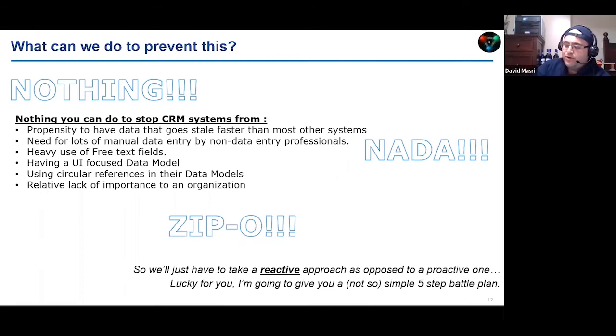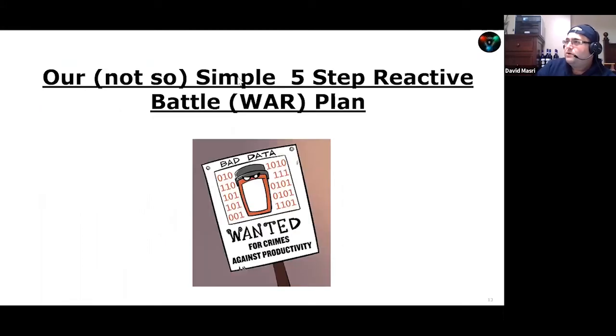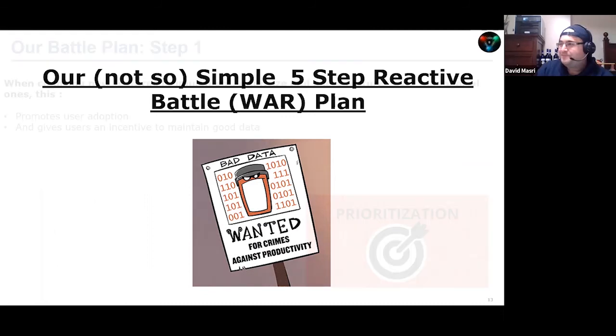So what that means is that we have to take a very reactive approach as opposed to a proactive one. So we can't put in a process that's going to stop this from happening, because we can't stop it from happening. So we want to put in a reactive approach that catches it and deals with it immediately or close to that. And I'm going to walk you through a 5-step battle plan for this. Okay, so how do we win this war with a not so simple 5-step reactive battle plan?